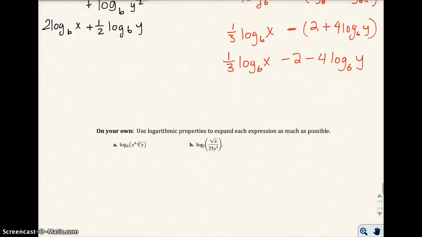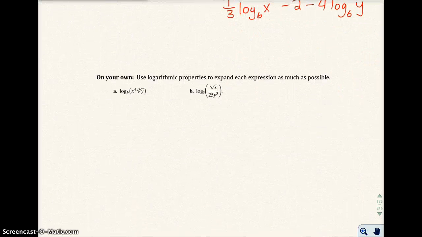Okay, so on your own, go ahead and pause the video and do the next 2 problems, and then check your answer as soon as you're done.